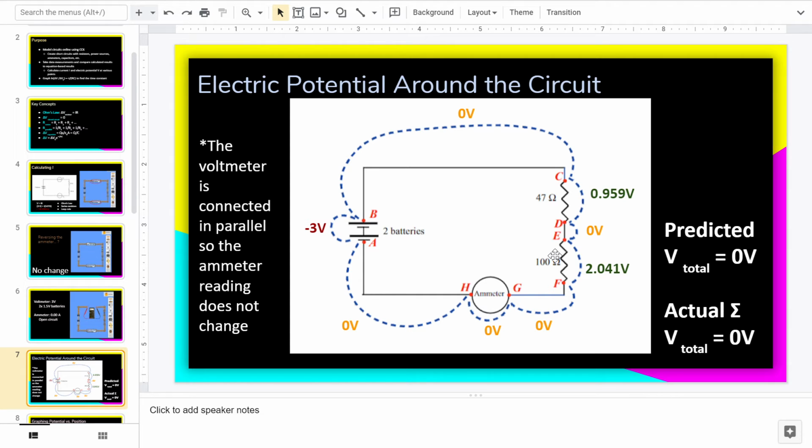For this part of the lab, we had to calculate the electric potential around the circuit. As you can see, over all of the wires and over the ammeter, the electric potential was equal to 0. Over the battery, the electric potential was equal to negative 3 V. Over the 47 ohm resistor, the electric potential was 0.959 volts, and over the 100 ohm resistor, the electric potential was 2.041 volts. The predicted value, according to the loop rule, would be that V total is equal to 0, and the actual value was indeed 0. The voltmeter is connected in parallel, so the ammeter reading does not change when taking the electric potential measurements around the circuit.